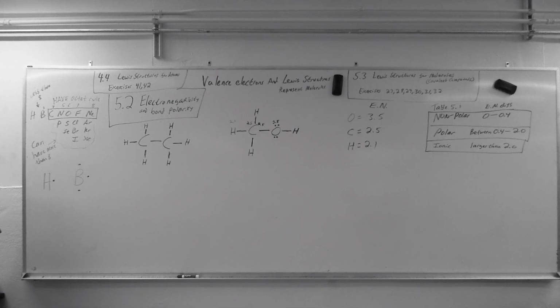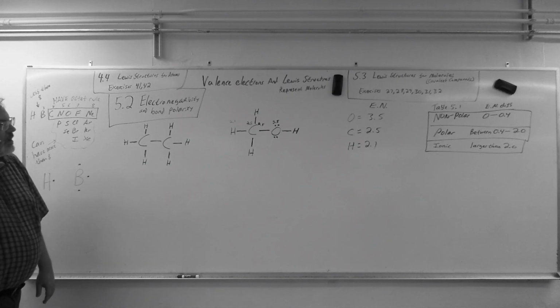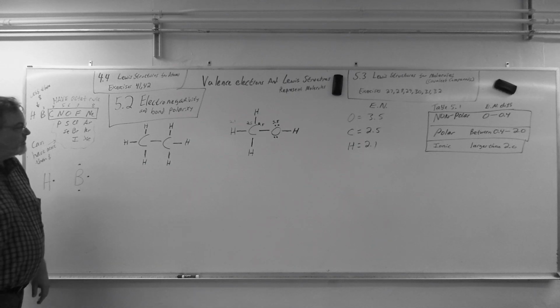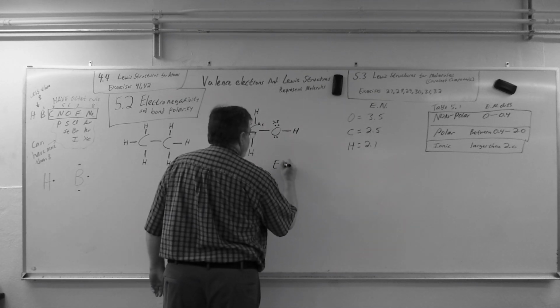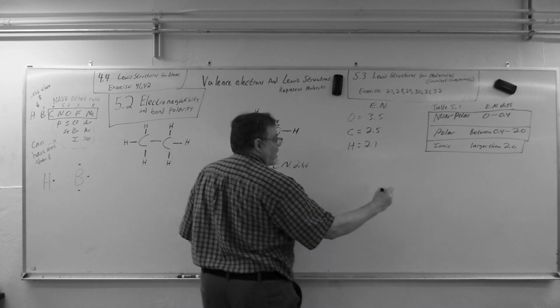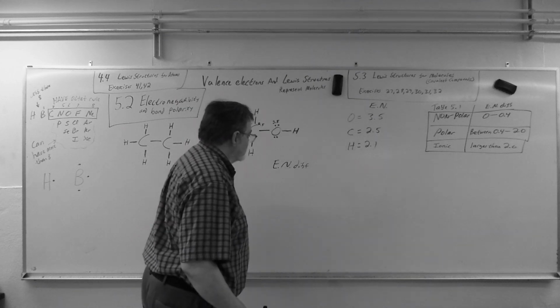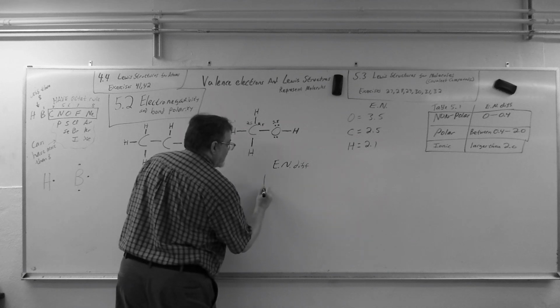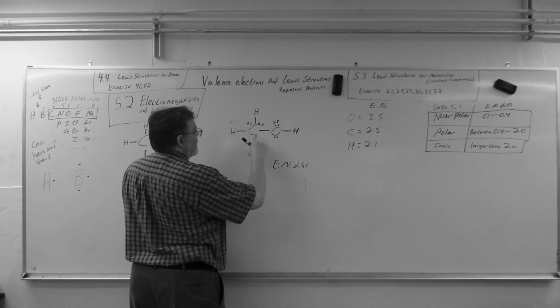You follow that? Just based on those numbers, and you don't have to memorize the numbers, I give them to you on the periodic table. But to be more specific, let's do what we call electronegativity difference, which is what I've got in this column here. Electronegativity difference. And you do this. You need to take the absolute value, and then you put the two in there.